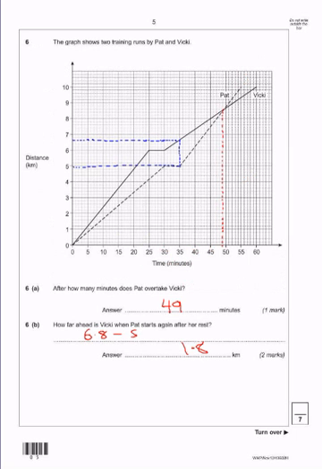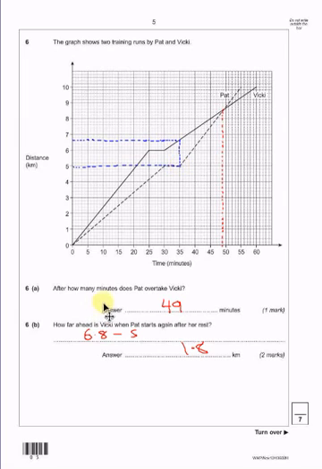Now if we look at question 6, it is just a distance time graph. So the further right you go, the longer the time has elapsed, and the higher up you go, it means the further away you are from the start. Any flat points in a distance time graph means they're not moving. It doesn't mean they're accelerating, it means literally they've stopped and they're not going any further, they're not going any closer.